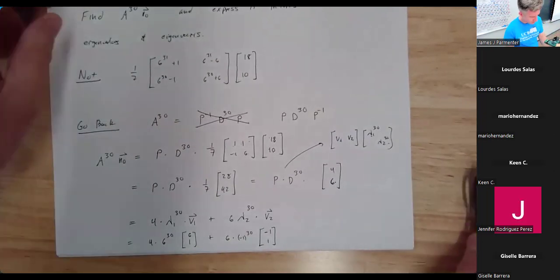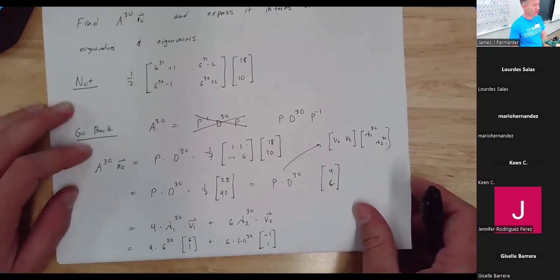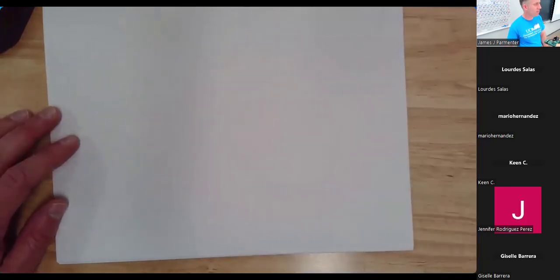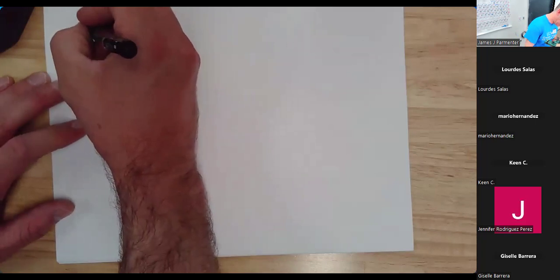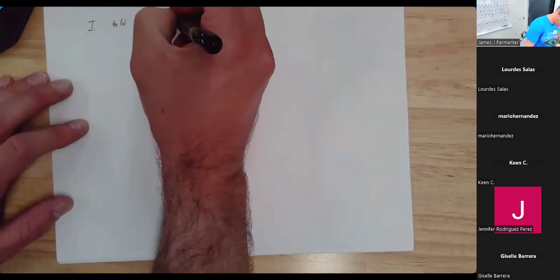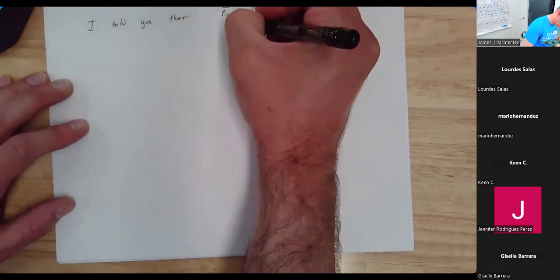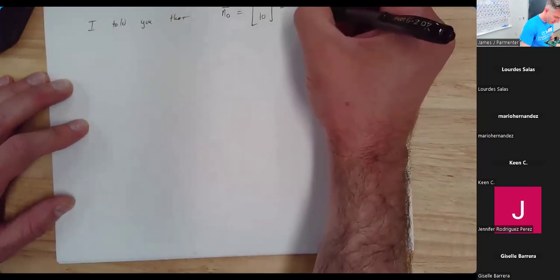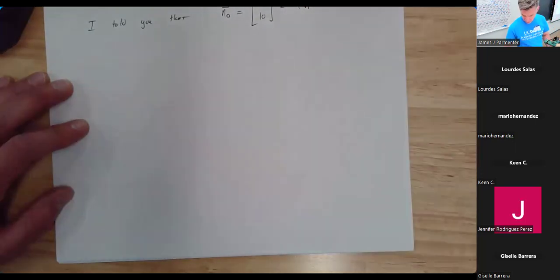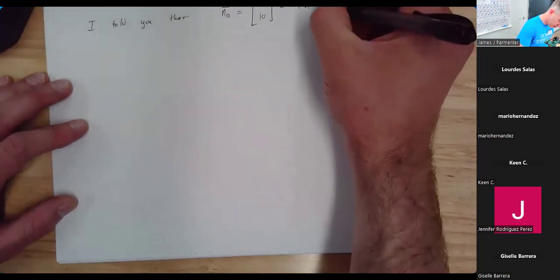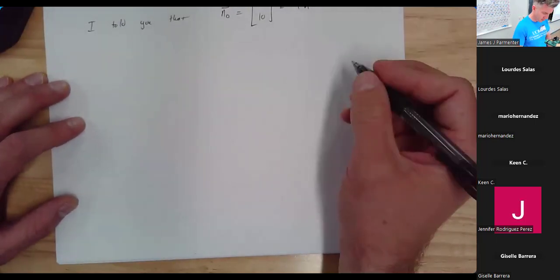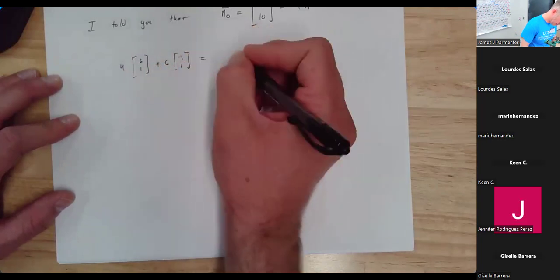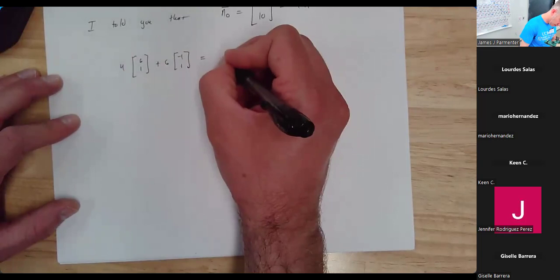Let me say one more thing. I saw on, I think, discussion sheet 10 from Dedel that he gave you something kind of different. He said, instead of doing that, let me pretend like I told you that my initial population vector, 18, 10, was 4 times the first eigenvector, plus 6 times the second eigenvector. Let's check that out. 4 times 6, 1, plus 6 times negative 1, 1 is equal to 24 minus 6 and 4. Yep, totally works.